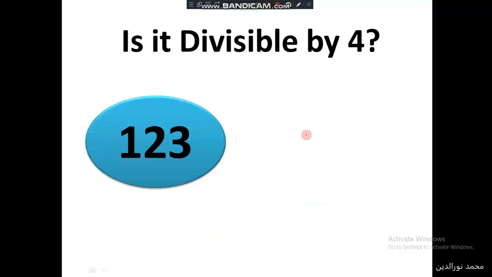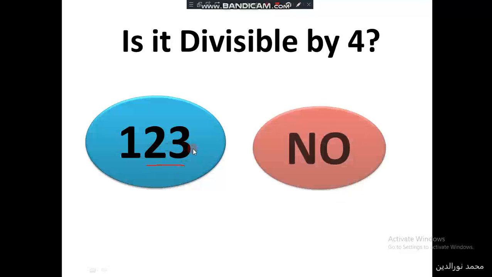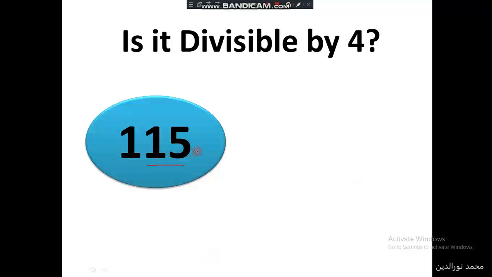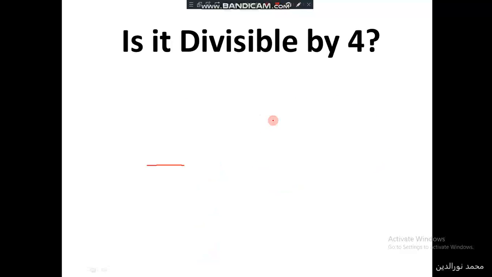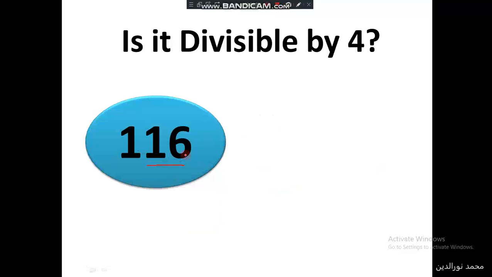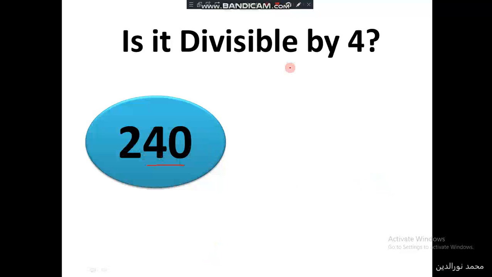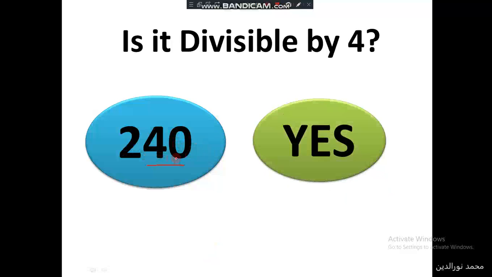So let's have this activity. Is this number divisible by 4? We have to look at the very last two digits, ones and tens. 23, it's not a multiple of 4. So no, it's not divisible by 4. Here we have 115. 15 is not a multiple of 4, so we say no. 116. 16 is 4 times 4, so yes, it's divisible by 4. 240. 4 times 10 is 40, so yes, it's divisible by 4.